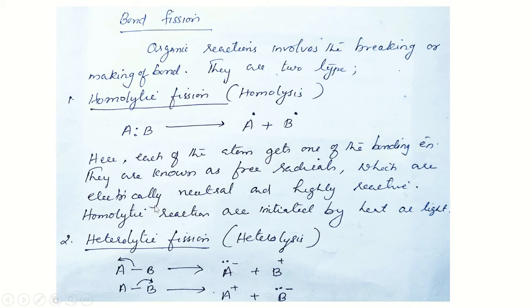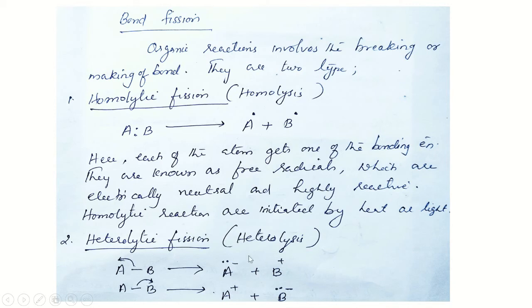And the second one is heterolytic fission. The products of heterolytic fission are ions. Here, either A or B will get both of these electrons. This arrow represents the complete transfer of the bonding electrons towards A. So A gets this electron pair and acquires a negative charge, and B has a positive charge because it lost all the electrons.